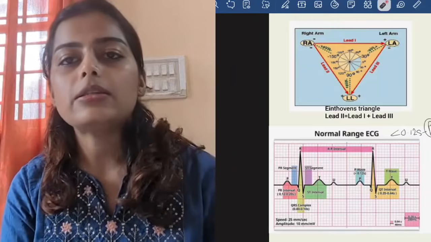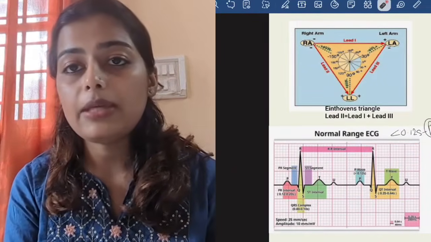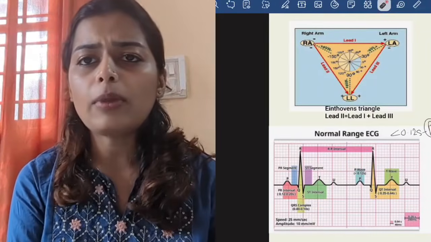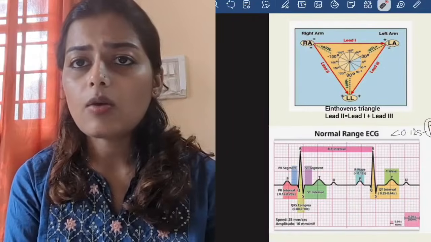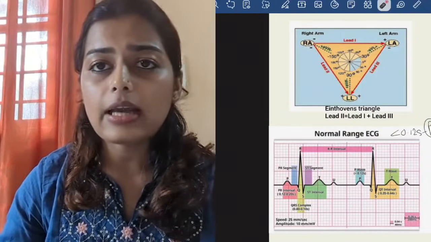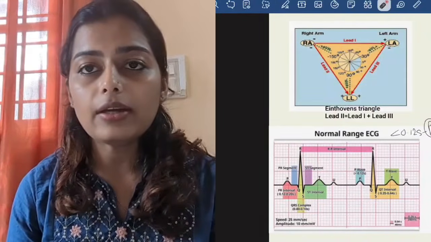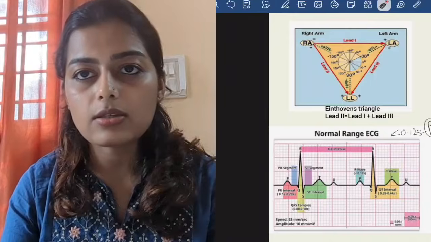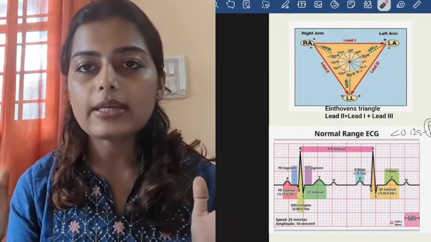There was a previous year NEET question in 2024 where they gave the PR interval of a person during a normal regular health checkup to be 0.21, and they asked what is the diagnosis. They gave normal as one of the options. They gave first degree heart block as one of the options. Answer is first degree heart block. Whenever the PR interval is more than 0.20 seconds, you take it as first degree heart block, or as a prolonged PR interval.